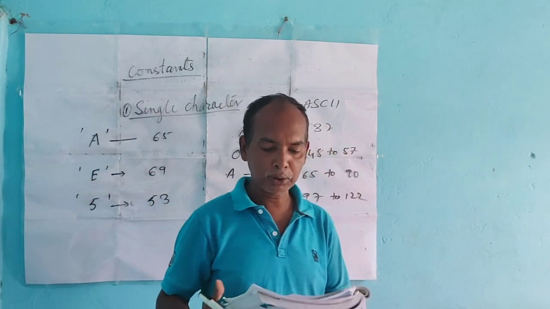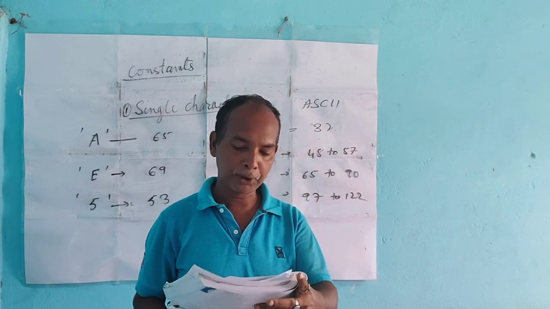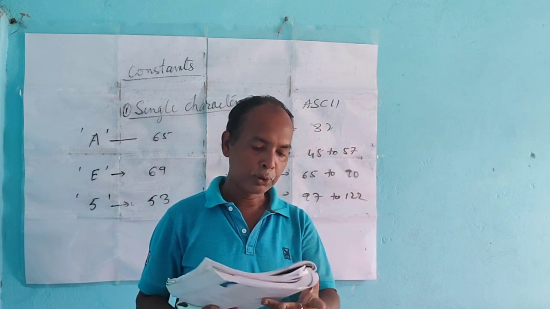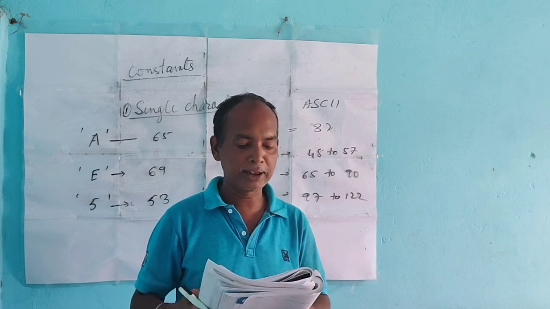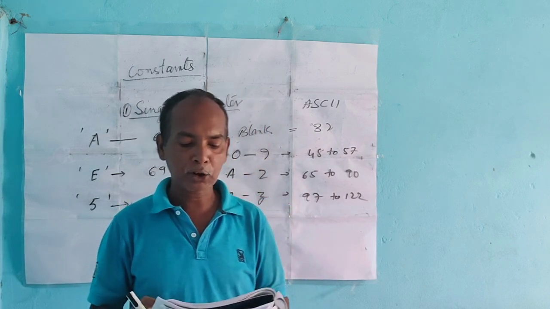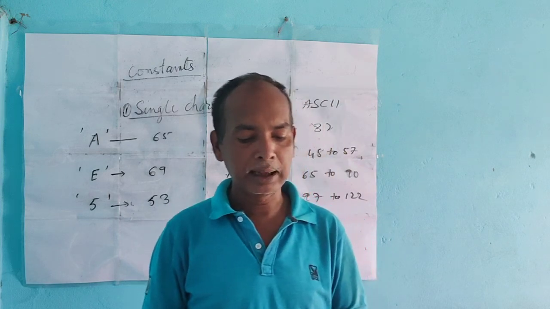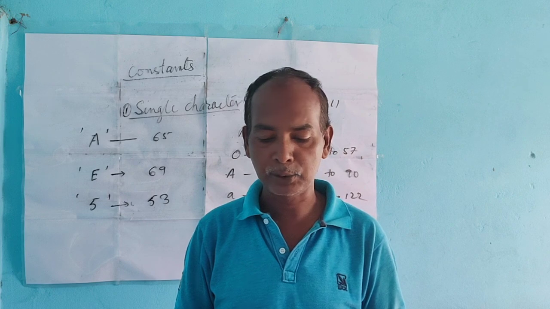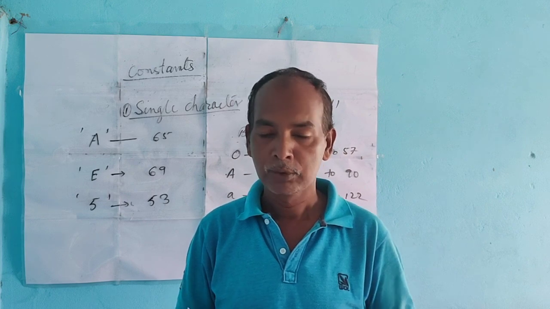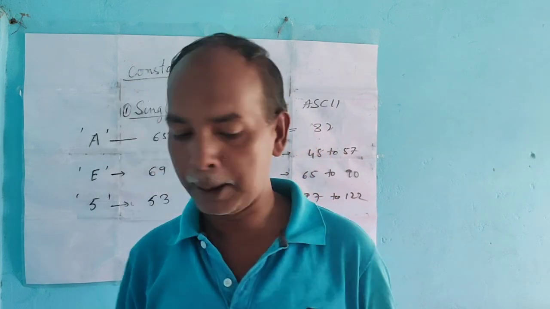You can see in your book, table number 15.3. It should be noted that character constant 5 is not the same as integer constant 5. Character constants have an integer value determined by the ASCII code. So the character has the ASCII value. Next is your escape sequence.